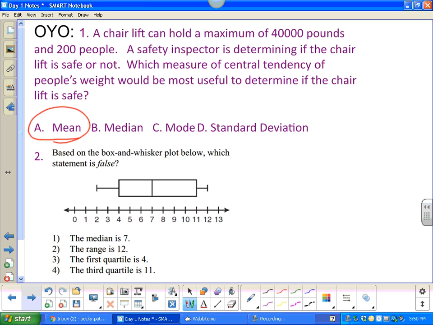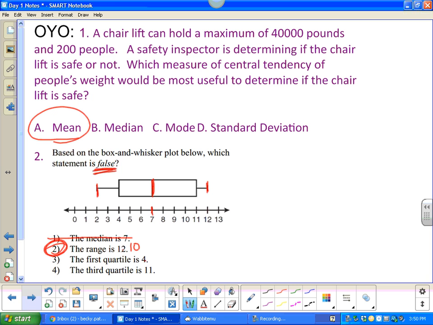Based on the box and whisker plot below, which statement is false? The median is 7. There's the median. It's right at 7, so that's a true statement. So it's not the one we want because we want the one that's false. The range is 12. That's going to be from here to here. And that's false because my range would only be 10, 12 minus 2. So that's got to be my answer.